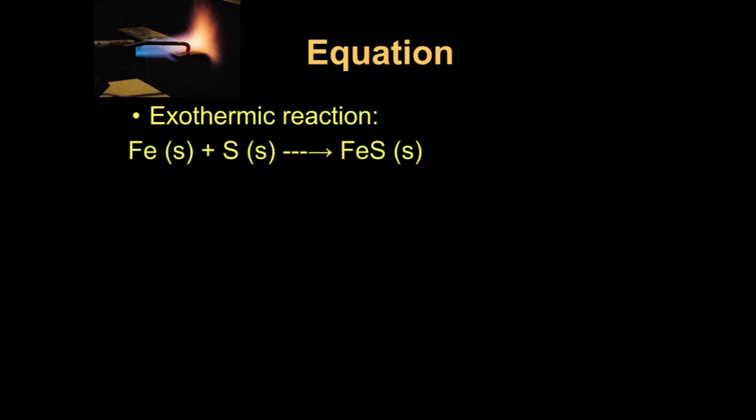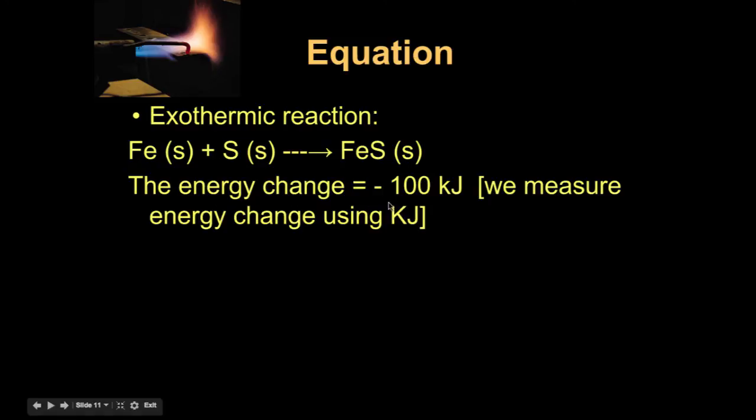Now, two more things to talk about today. Exothermic reaction, here's one example. Iron reacts with sulfur, produces iron sulfide. The energy change here is minus 100 kilojoule. Two things need to be noted in here. First thing is a minus, second thing is a kilojoule. The kilojoule means that's a unit of this energy change. We usually measure energy change using kilojoule.